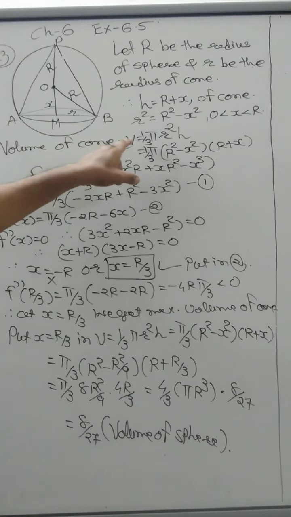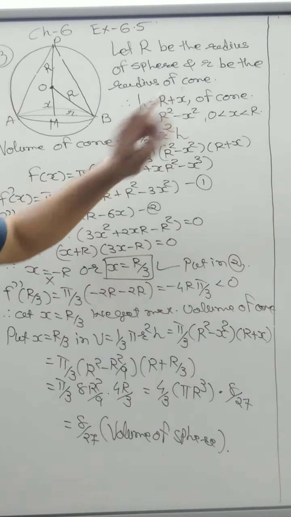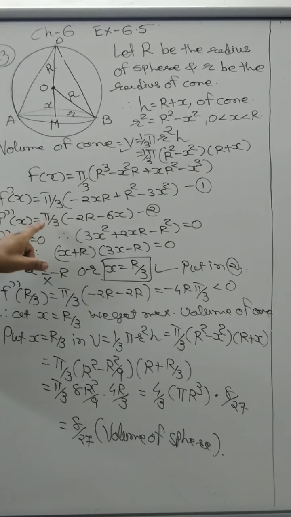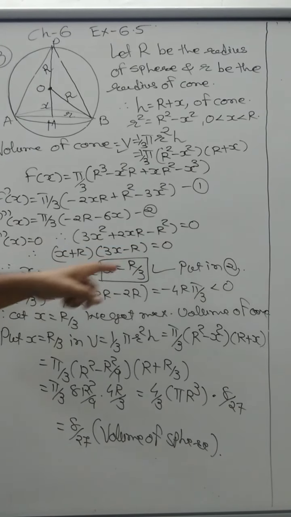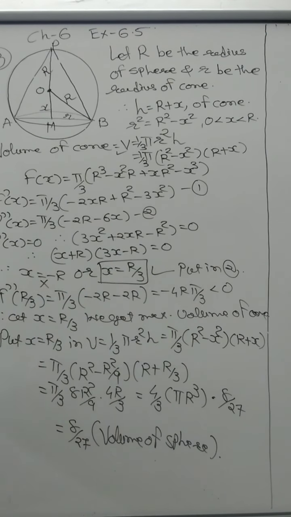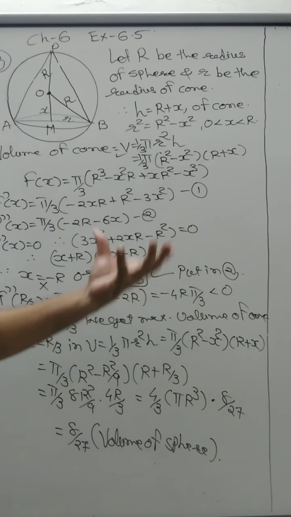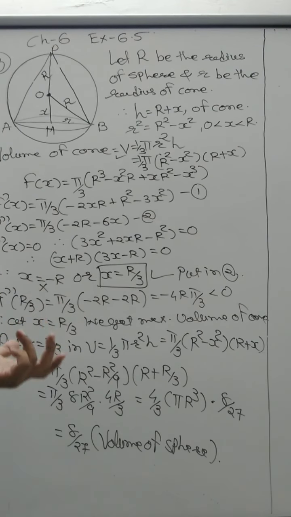Now the volume of the cone is V, which is 1/3 πr²h. Here we put the value of r and h and simplify. First derivative, second derivative. When the first derivative is 0, we obtain the answer x equal to r/3. Now this r/3 we put in f'', and we get less than 0, which means the volume is maximum when x equals r/3.